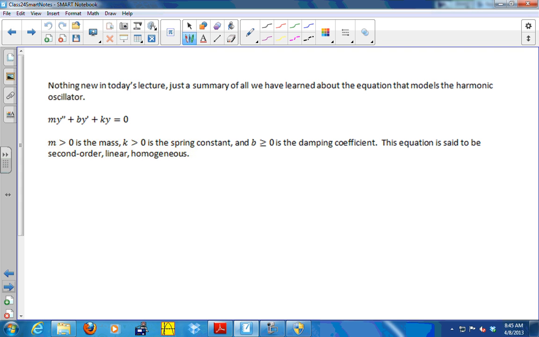We derived this, I don't know, weeks ago, where m was the mass, k is the spring constant, and b is a damping coefficient. Okay, and we derived this using Hooke's law and one of Newton's laws. So you can go back and review that if you can't remember the derivation. So this is said to be second order because we've got a second derivative in it, linear because it's linear in y double prime, y prime, and y, and homogeneous because the right-hand side of the equation is 0.